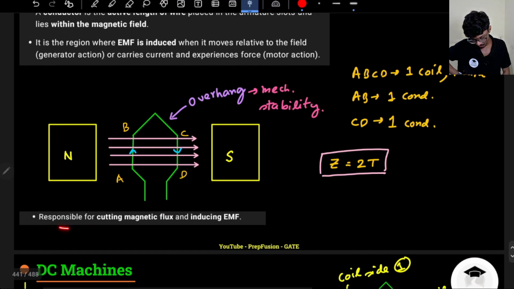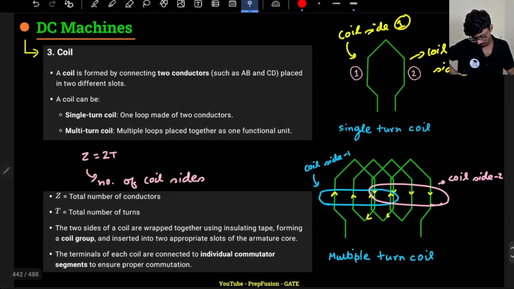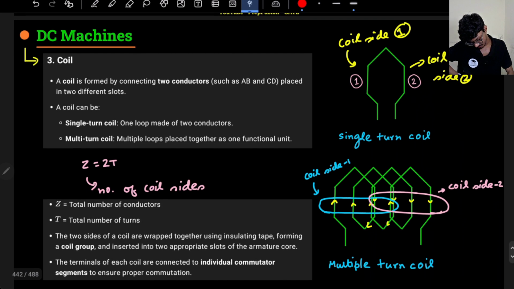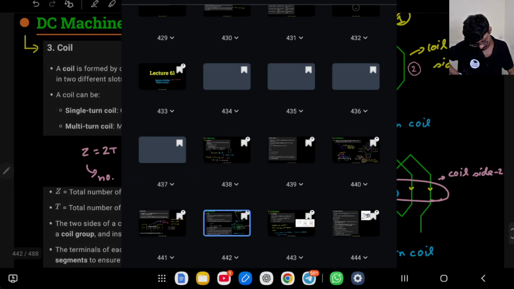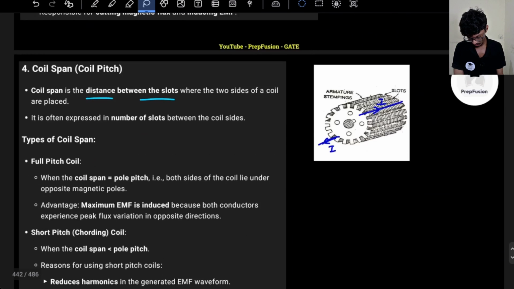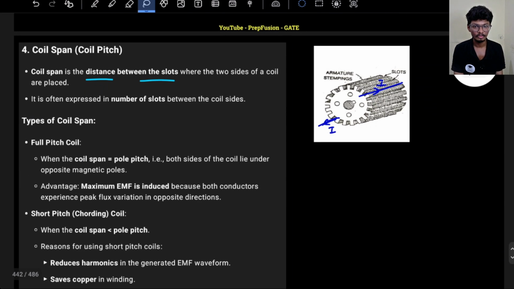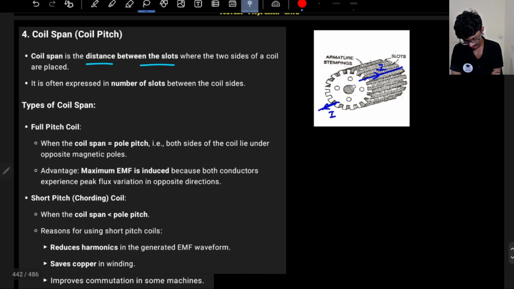So basically it is the part of the coil that is responsible for cutting the magnetic flux and inducing EMF. Coil we have already discussed. Why am I discussing it over here again? Okay, now let's discuss coil span. What does coil span mean? Coil span basically means the distance covered by the two coil sides. Coil span is the distance between the slots where the two coil sides are placed.